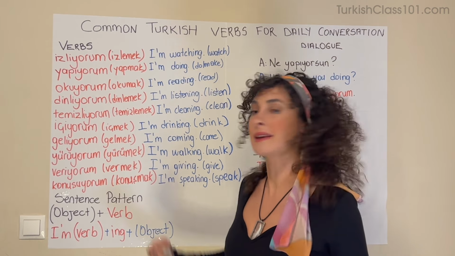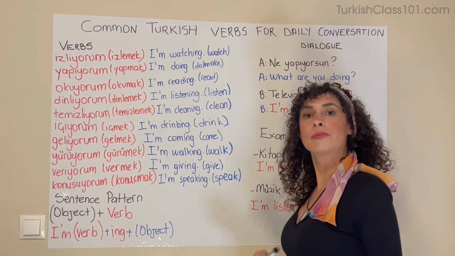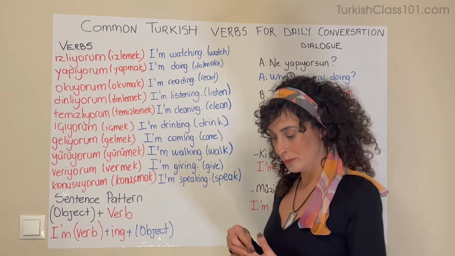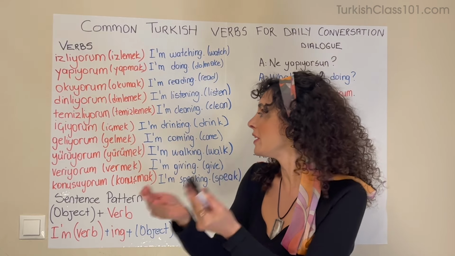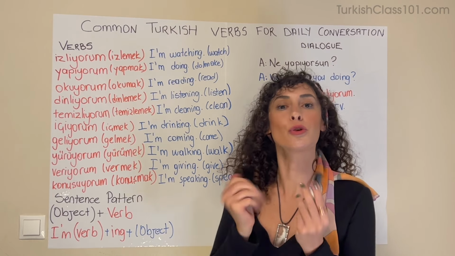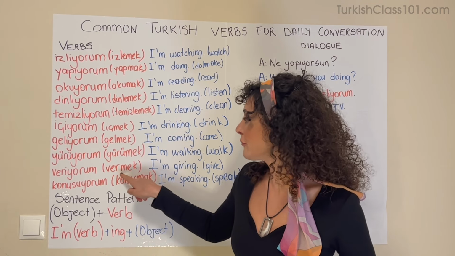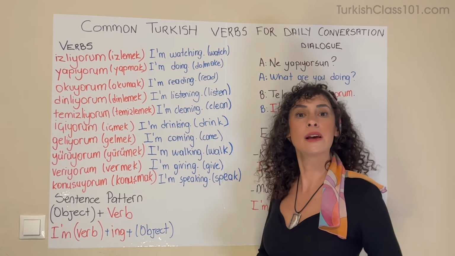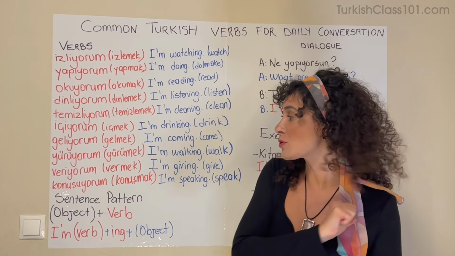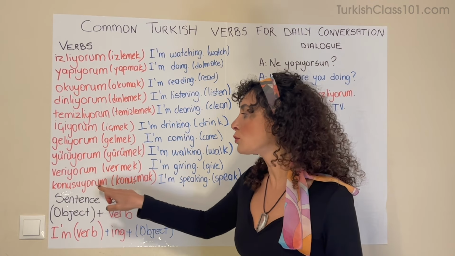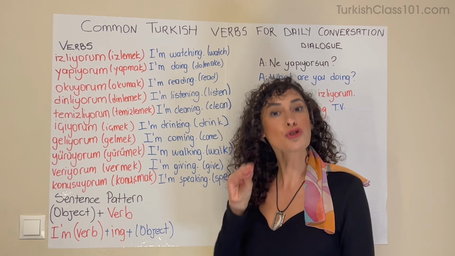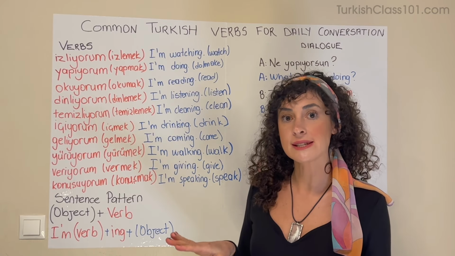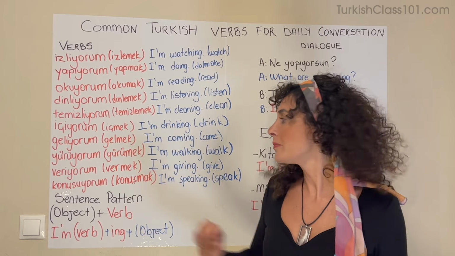Yürümek. Walk. Okay? The next one is veriyorum. I'm giving. Okay? And the dictionary form is vermek. Give. And the last one here is konuşuyorum. I'm speaking or I'm talking. There is no difference in Turkish. Speaking, talking. Okay?